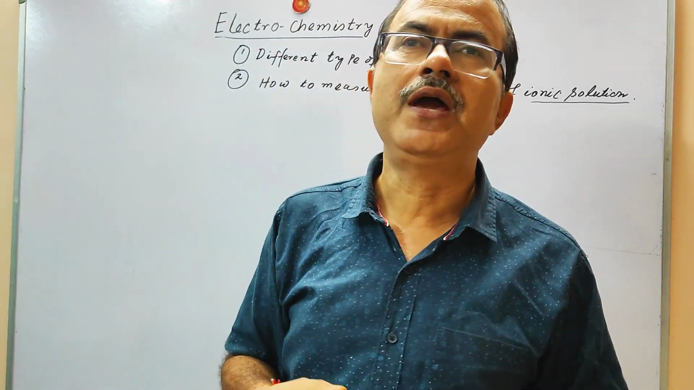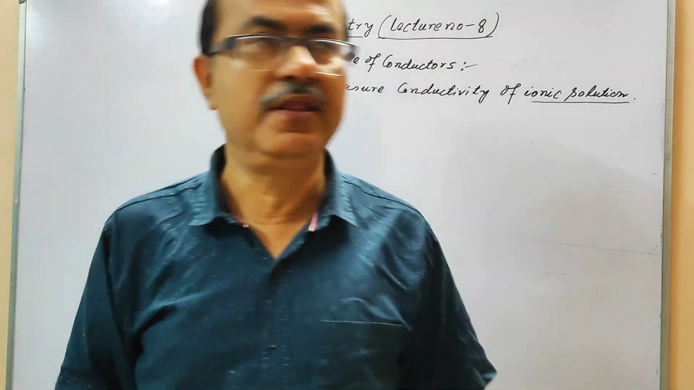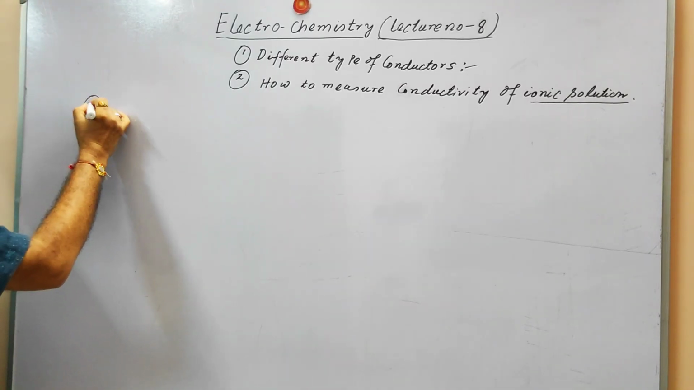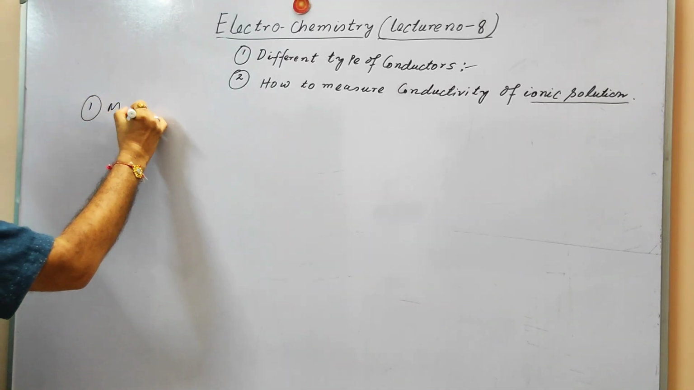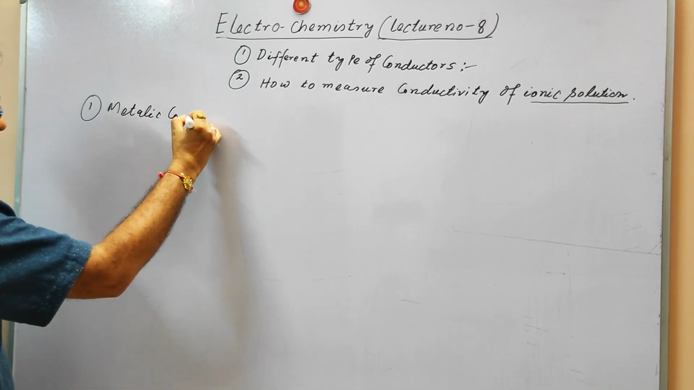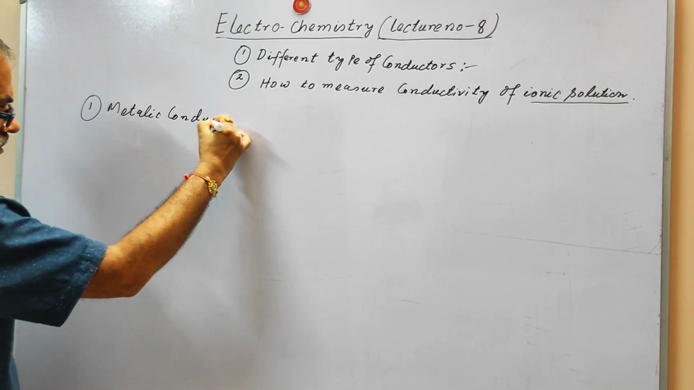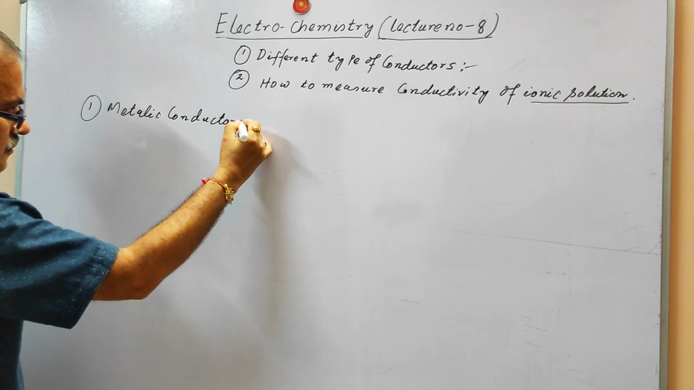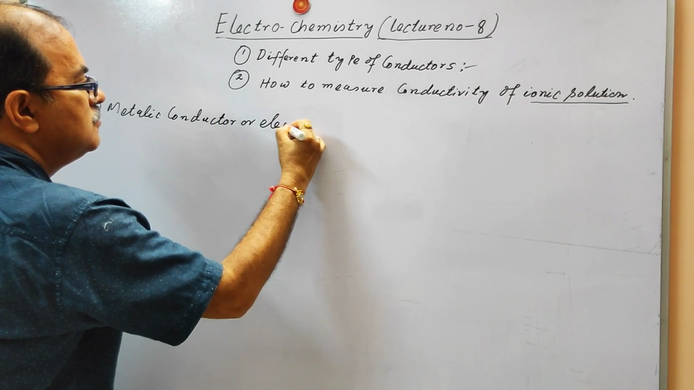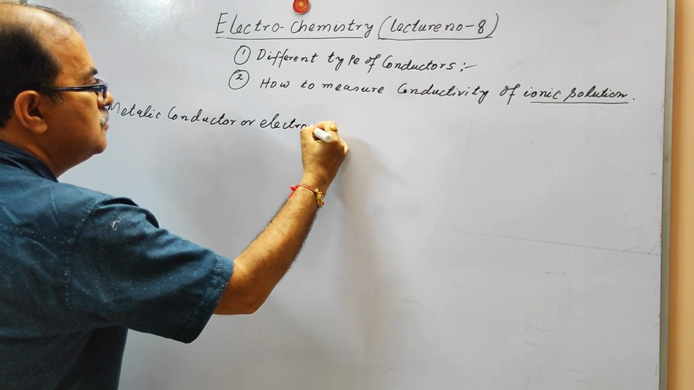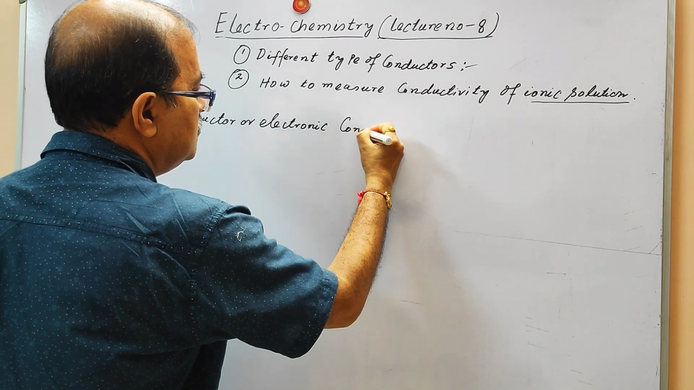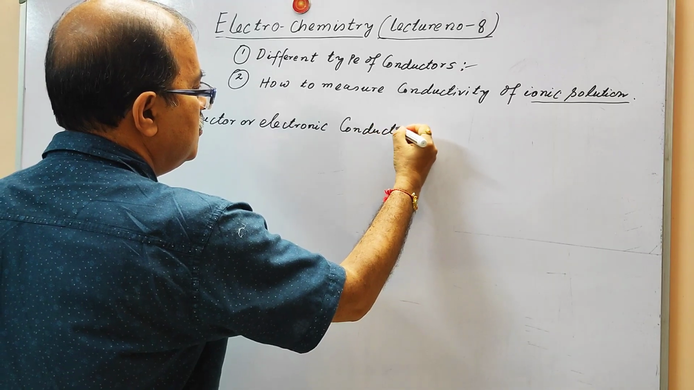There are basically two types of conductors you can see. Number one, the metallic conductors. What are those metallic conductors? We can say these are electronic conductors. Metallic conductor or electronic conductor.